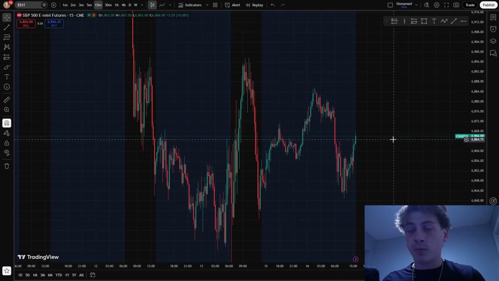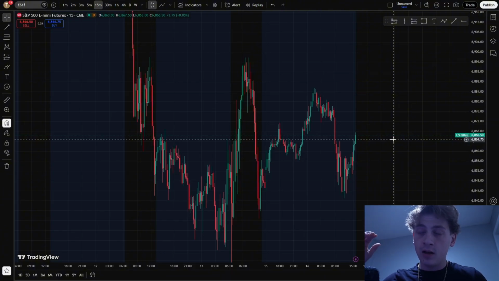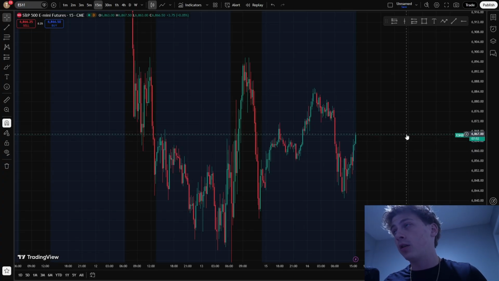And the reason these are important is because big money will want to bring price back up to that spot to then fill those orders that couldn't be filled. That's why fair value gaps are important when you're trading. And I'll show you guys here.